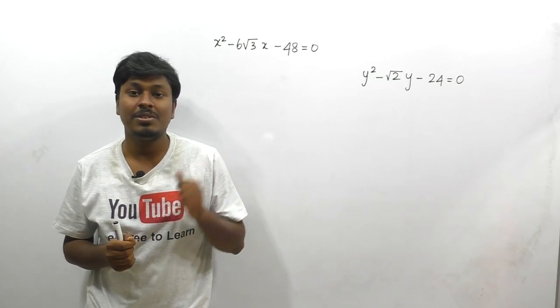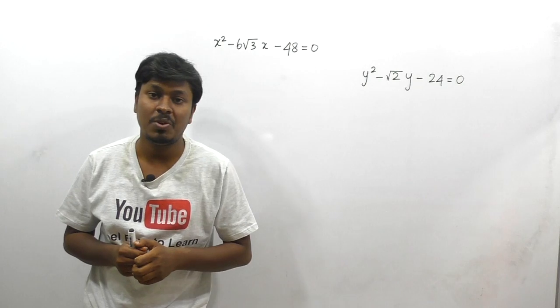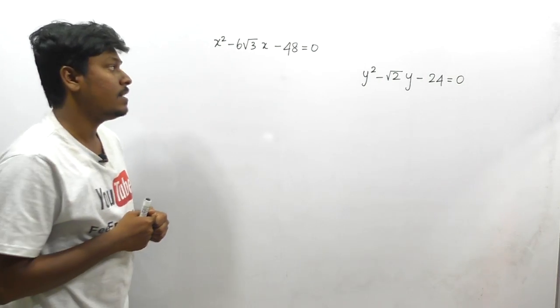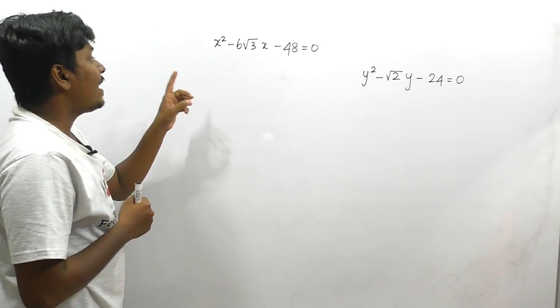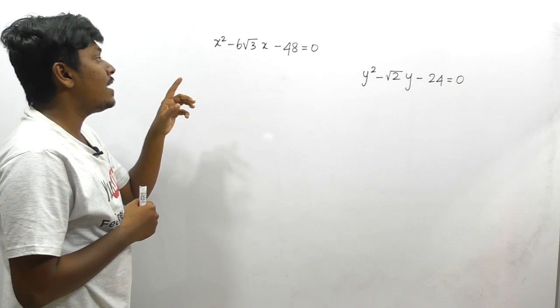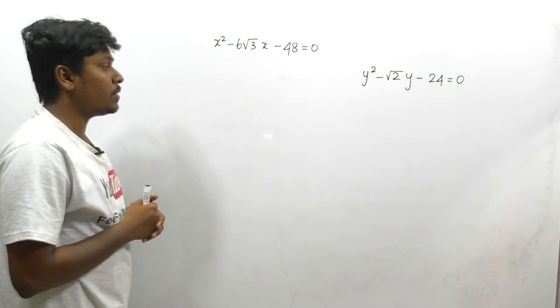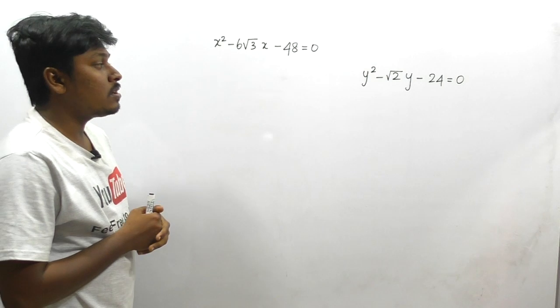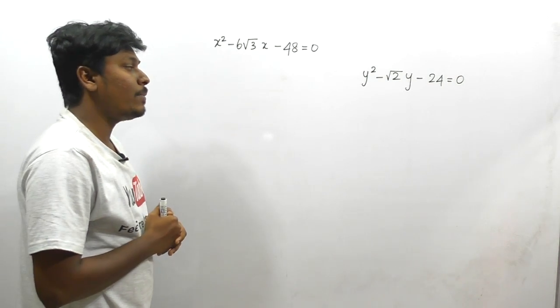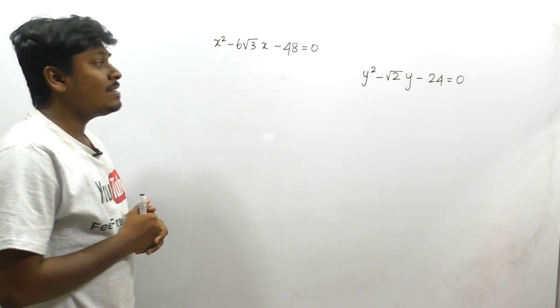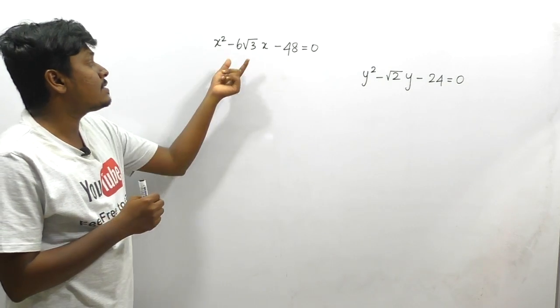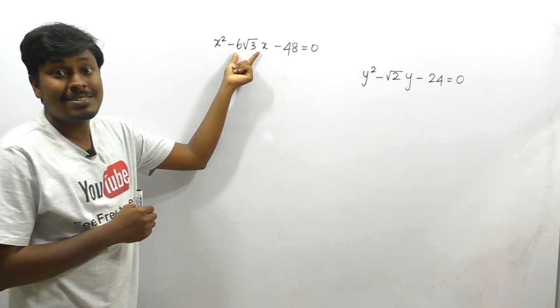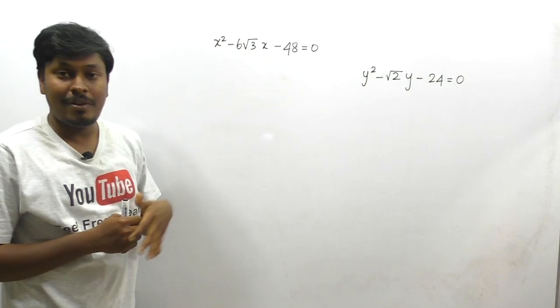Let me move on to the new pattern, the first question on the topic quadratic equation. Friends, look at the first question. X square minus 6 root 3x minus 48 equal to 0. Y square minus root 2y minus 24 equal to 0. Friends, in this new pattern, the numbers are inside the root, like 6 root 3 or 8 root 14, right?